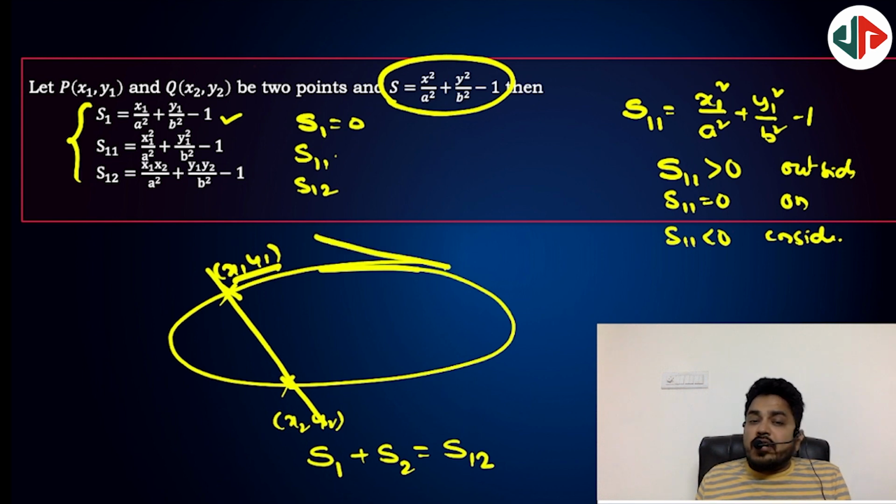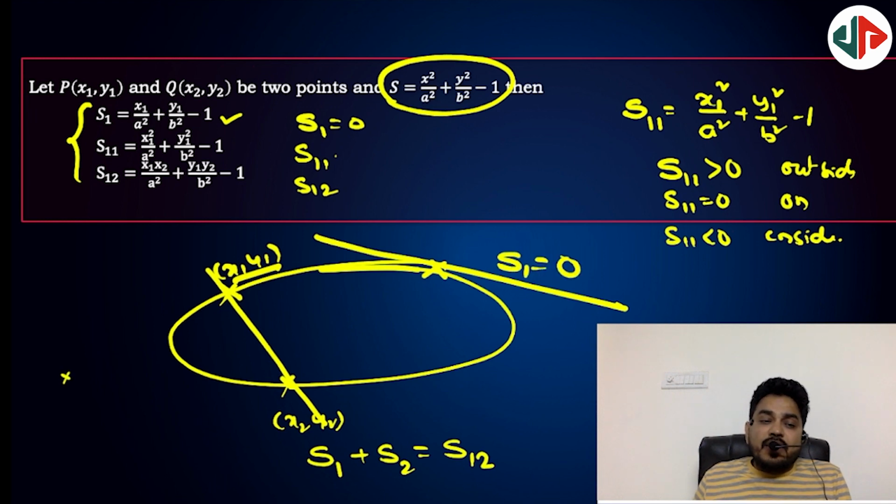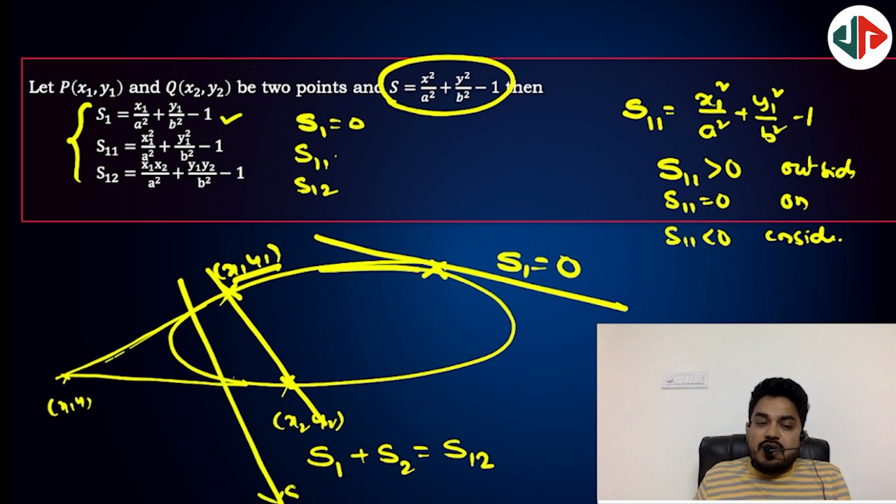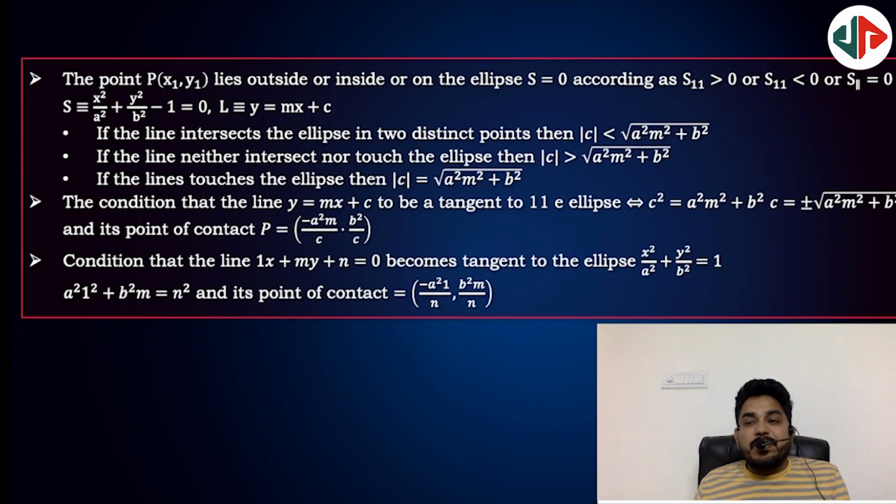And if I want to draw the tangent at x1, y1, the tangent equation is S1 is equal to 0. Now, here x1, y1 is here. Pair of tangents were drawn, touching it. What is this equation? It is also S1 is equal to 0. This is called the chord of contact. Now here, what I'm doing is whether P(x1, y1) lies outside or inside accordingly. This property I already told you.